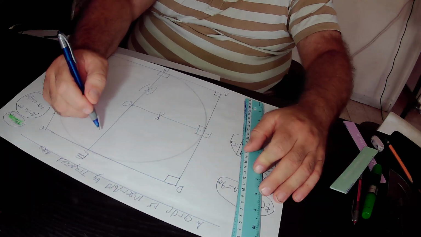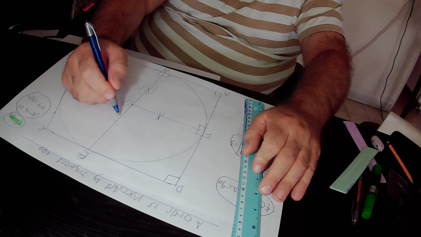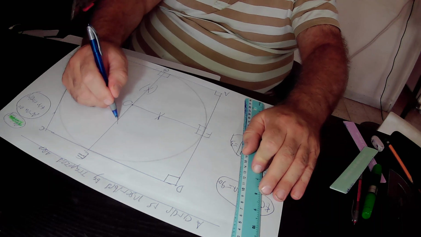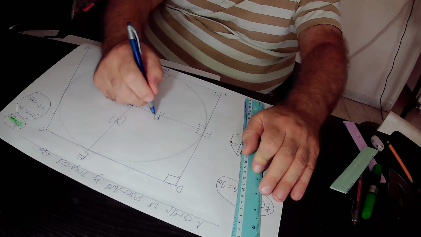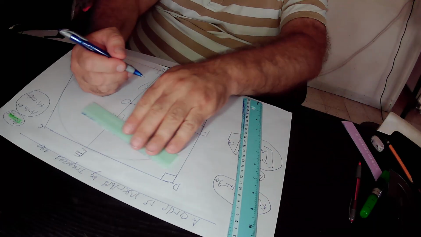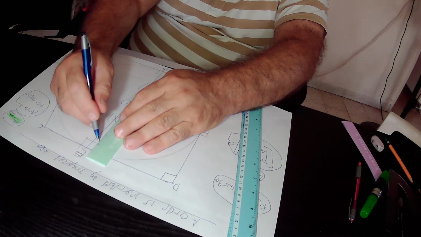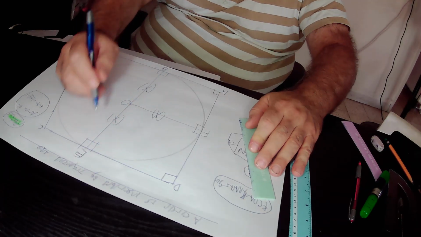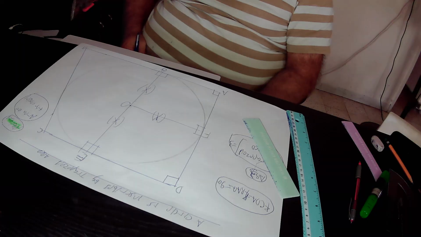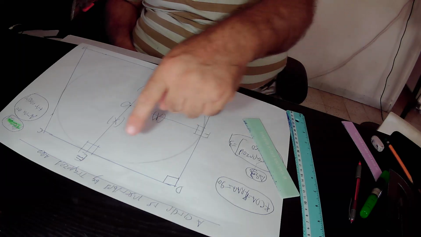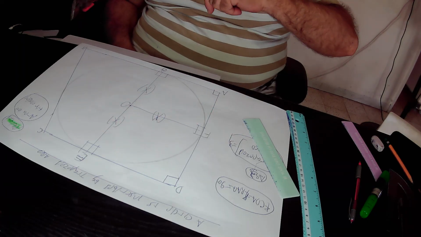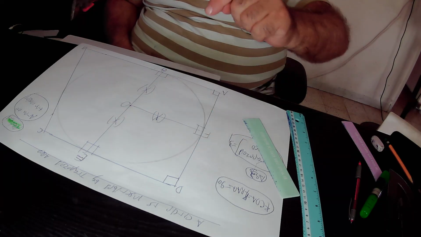OE is of course the radius of this circle, that is equal to x, and according to rule 1, this angle equals 90 degrees, and this angle also equals 90 degrees. So in the upper quadrangle DEOF, we have 1, 2, 3 right angles.